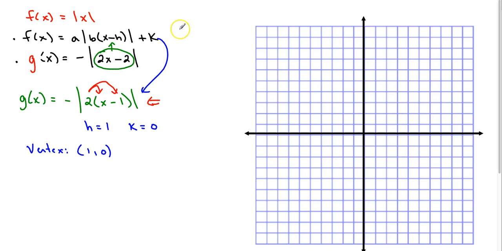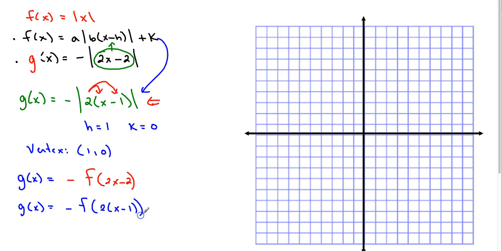All right, now we're here. Now let's write g of x in terms of f of x. So g of x equals the negative sign on the outside. We're going to keep that negative sign there. Negative f of, now you can write this in two forms. I could just put this 2x minus 2 in there, and that's g of x in terms of f of x. Or if I wanted to, I could say g of x equals negative f of, and then write it out with the factored out 2. And either one of those are good. So this is g of x in terms of f of x.